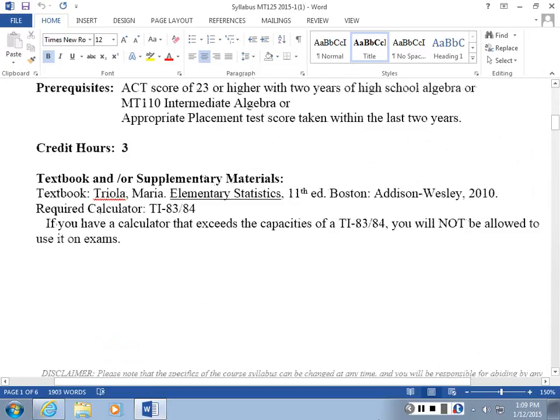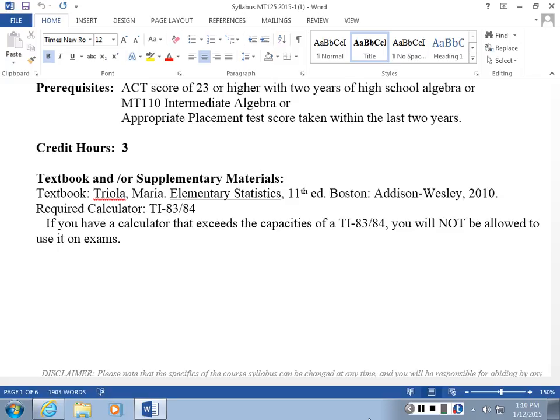Prerequisites, you should have had those before you got in here. This is a 3-hour credit class. This does count as your general ed math if you are working towards your associate's degree. The textbook that you will need should be the Triola textbook that looks like this one. You will also need to have a graphing calculator.